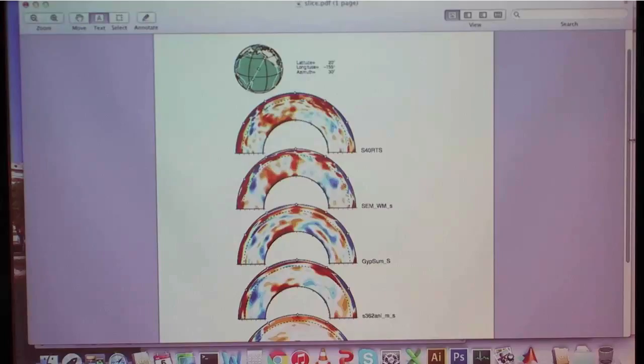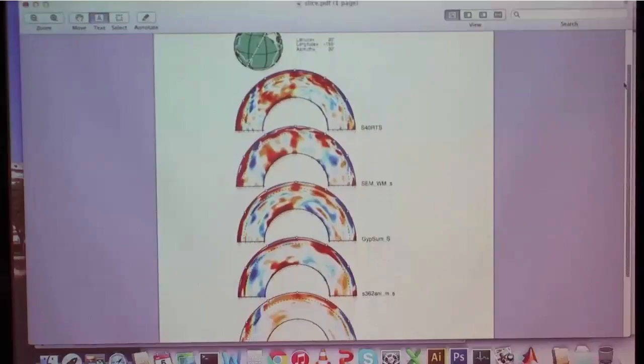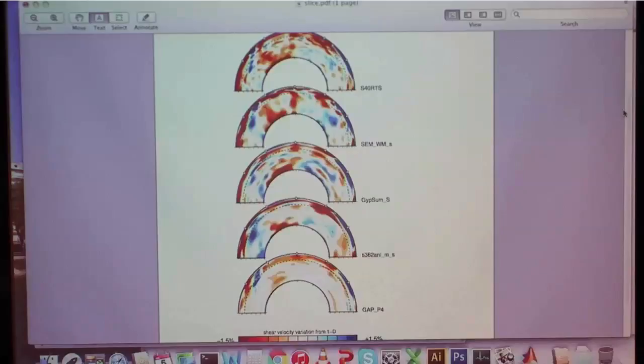Did it work? Okay. So that's what I wanted to show you. You can actually make slices. You can slice through these different models, and then you can talk about them. So maybe we can look at these a little bit, see what the differences might be.